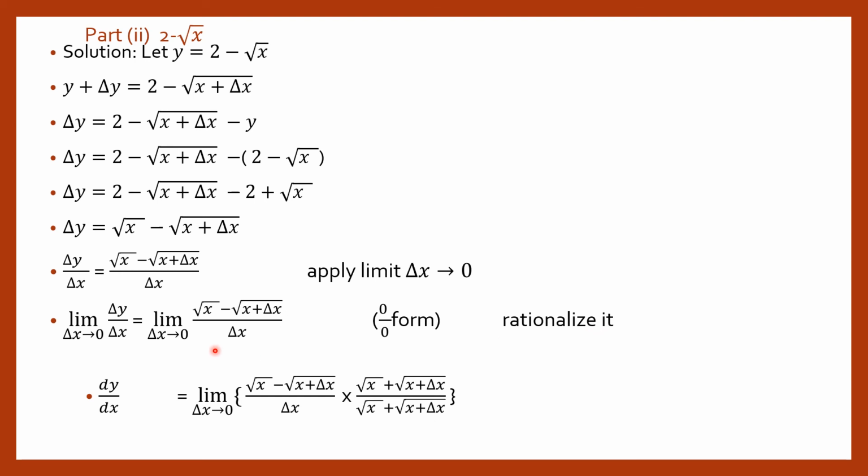And how do we rationalize? We rationalize by multiplying and dividing by this plus this. Here is the step of rationalization. I have multiplied and divided by under root x plus under root x plus del x. So in the next step, we will use the formula a minus b into a plus b equals to a square minus b square.